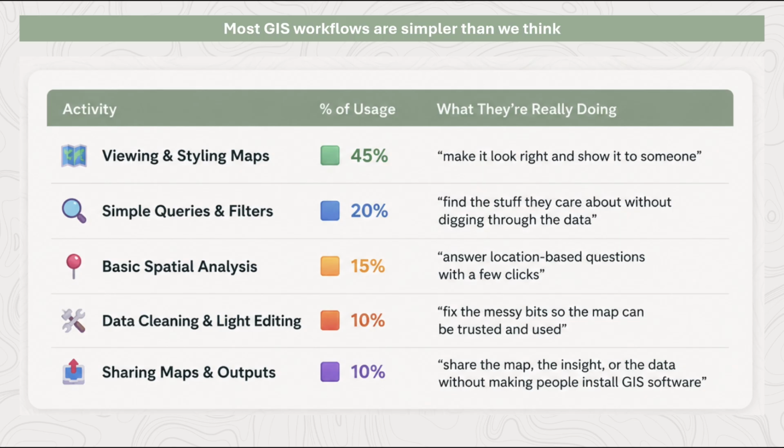So we looked at the 5 main things that people really do with GIS data. So they want to make it look right and show it to somebody. They want to find stuff that they care about without digging through and being able to find it easily. Basic spatial analysis, so answering location-based questions within a few clicks. Some data editing and cleansing to fix the messy bits in the data so the data can be trusted and used. And then being able to share that data with the insights to all people that you wish to without them needing to install additional software on top of that.